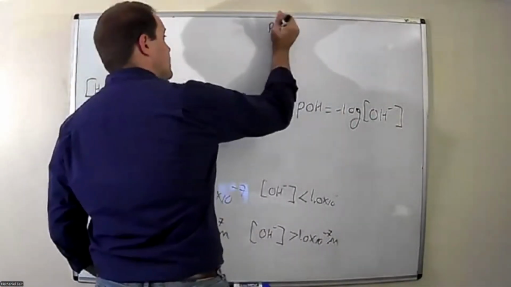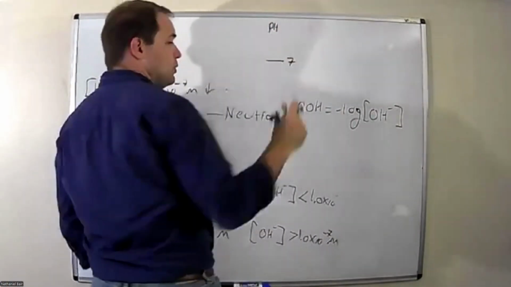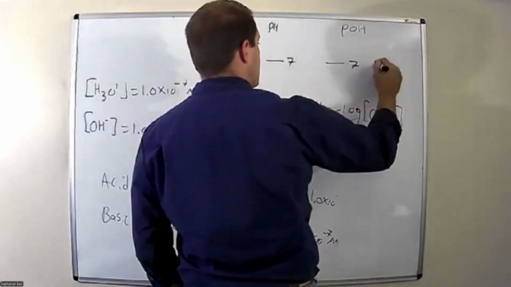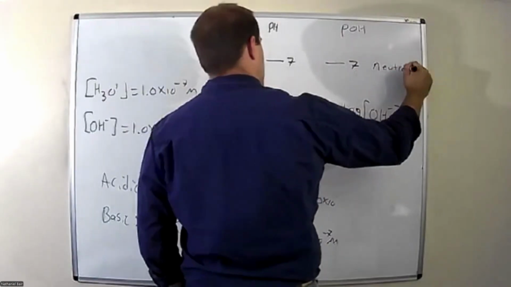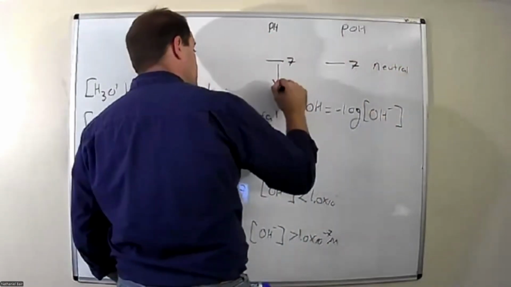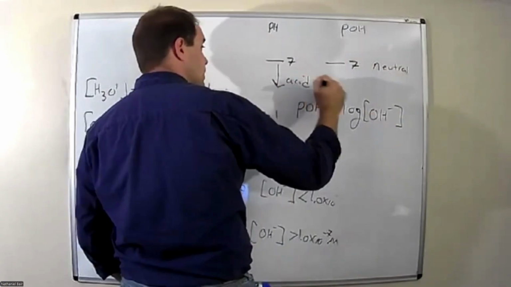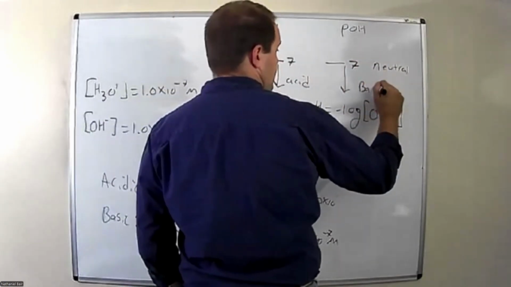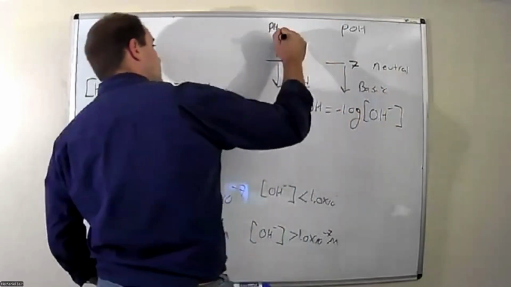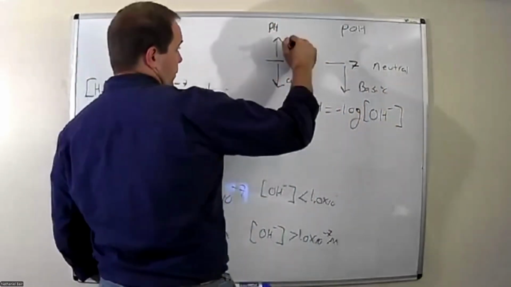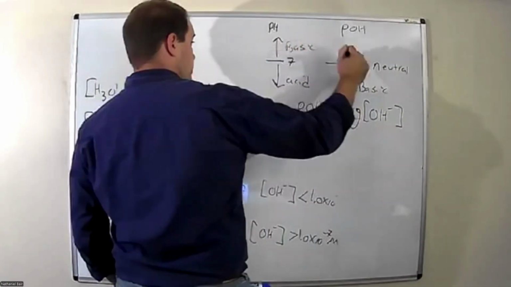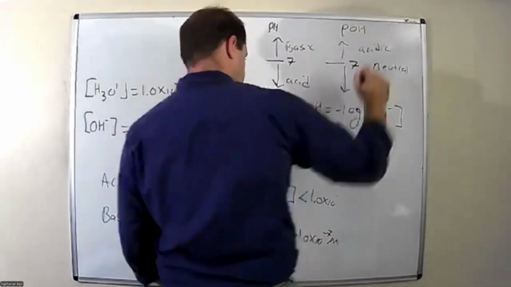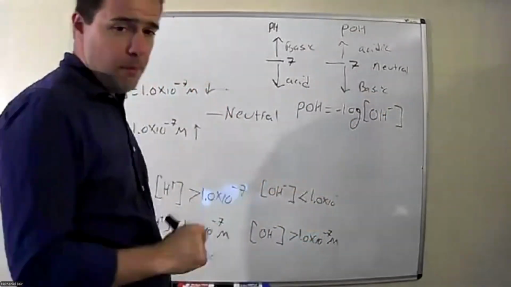So on the pH scale, a pH of 7 is neutral. That's the only thing that the pOH scale has in common with the pH scale. That's neutral. On the pH scale, if your pH is less than 7, you are acidic. But on the pOH scale, if your pOH is less than 7, you are basic. And on the pH scale, if your pH is above 7, you are basic. And on the pOH scale, if your pOH is above 7, you are acidic. But wait, there's more.